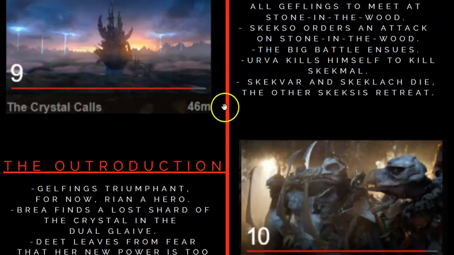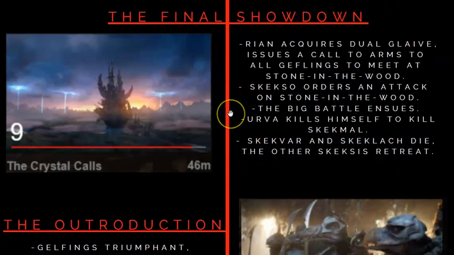So this is all supposed to take place before the Dark Crystal film, and I thought that Skekfire, the general, was still alive in the film. I'm not sure.